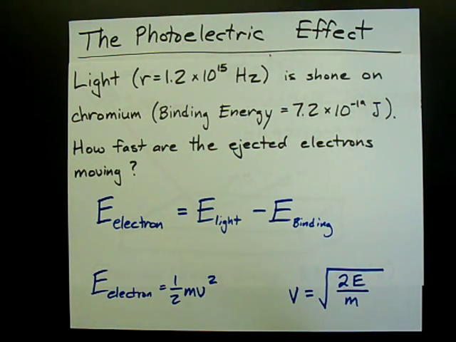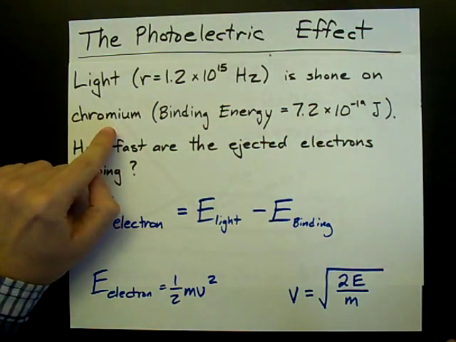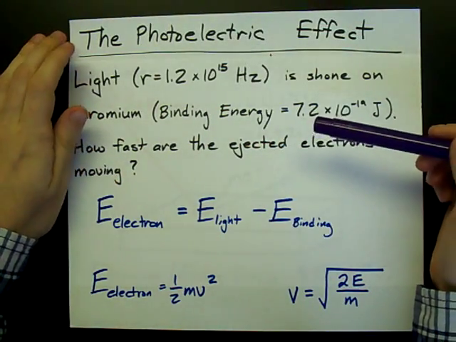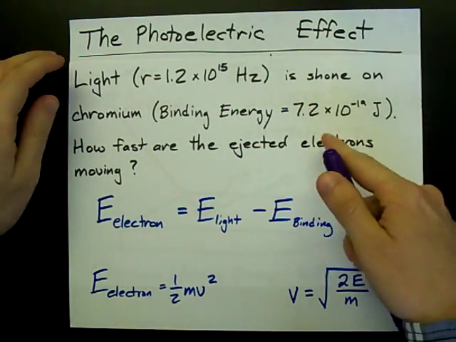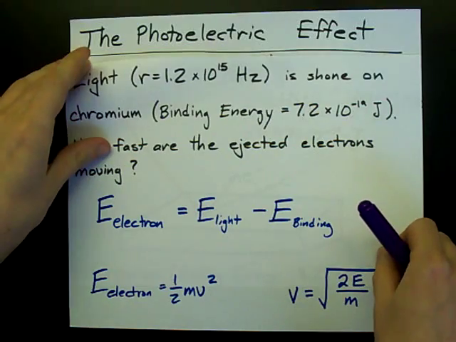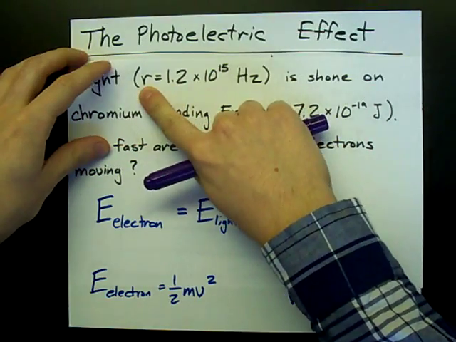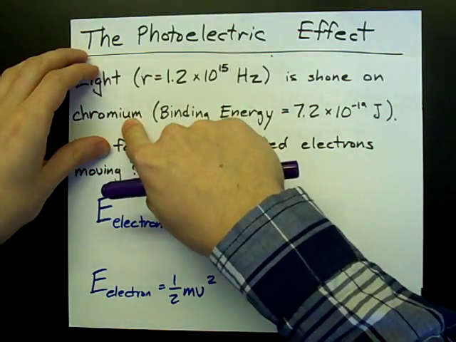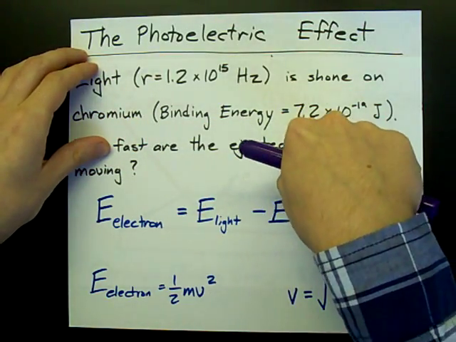When light is shined at chromium or any metal, electrons can be ejected from the surface. How fast are those electrons going to be moving? I'll show you how to calculate it right here. The light has a certain frequency, or wavelength, or energy, and the metal will have a certain energy.